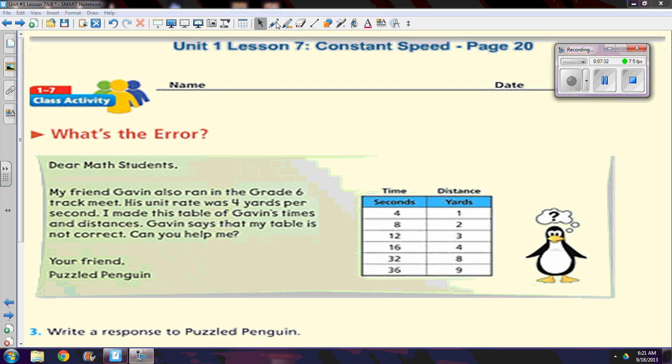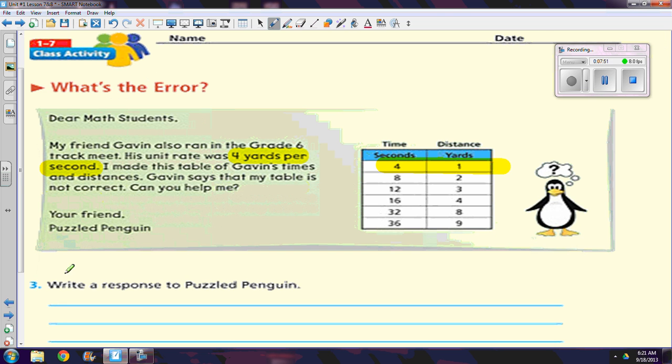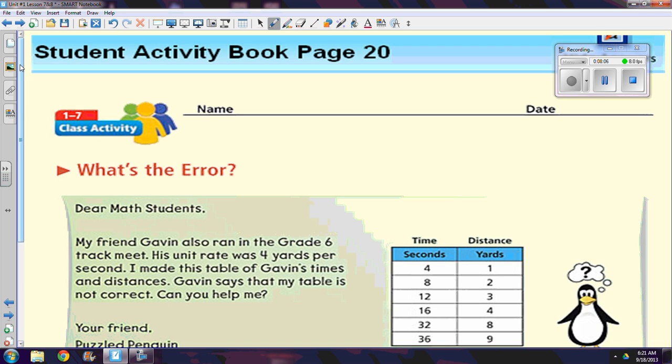Hopefully you notice right here, I'll highlight it, it's saying in 4 seconds, 1 yard, but really over here it's 4 yards per second. So it should be 4 yards per second, so they really have their information backwards. So hopefully in your write-up for number 3, where it says write a response to the puzzle penguin, you would write about how he has the yards and seconds mixed around.